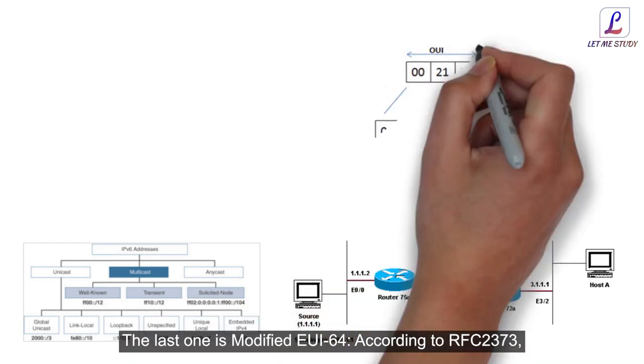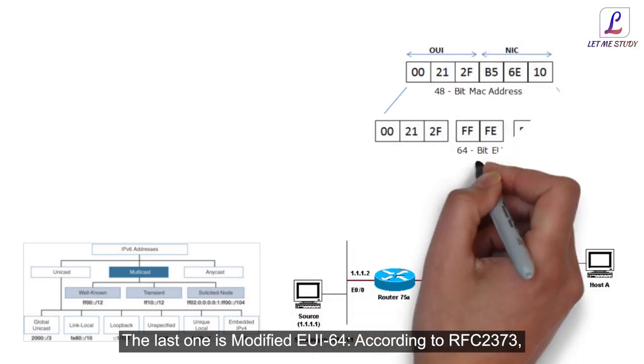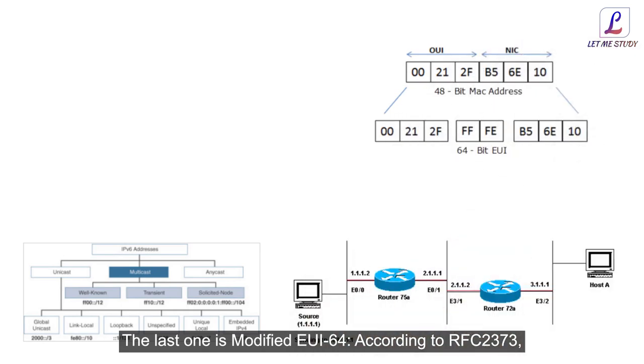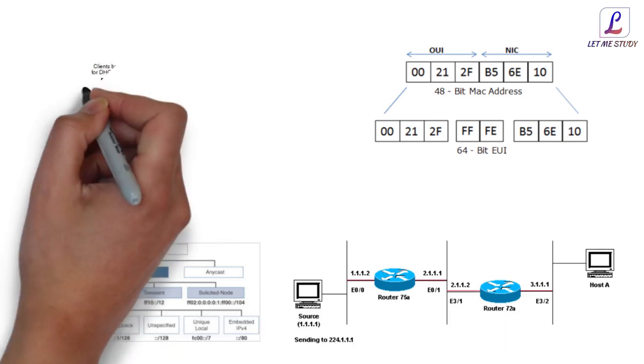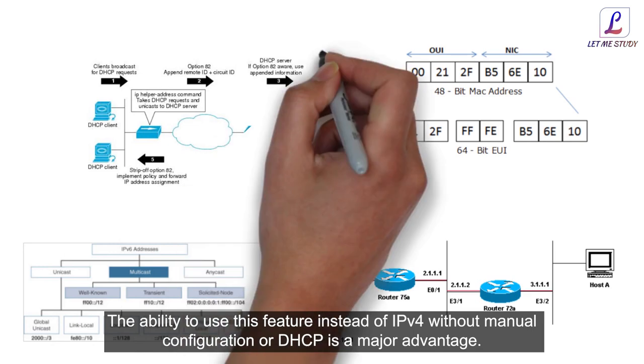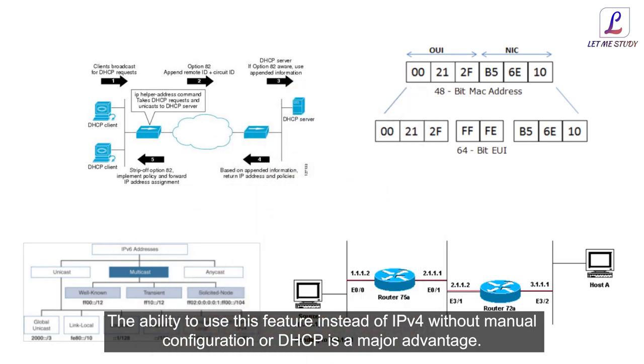The last one is modified EUI-64. According to RFC 2373, the extended unique identifier, EUI, enables a host to assign itself a unique 64-bit IPv6 interface identifier, EUI-64. The ability to use this feature instead of IPv4 without manual configuration or DHCP is a major advantage.